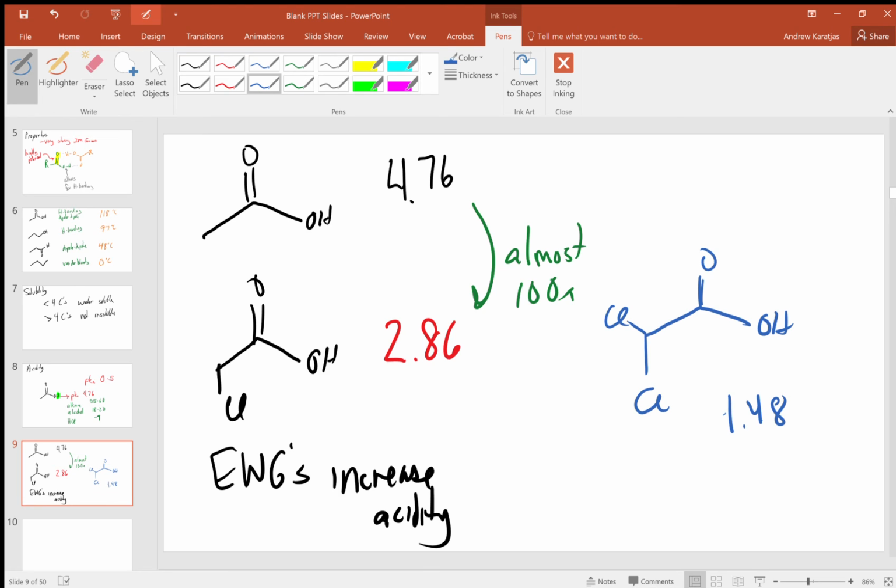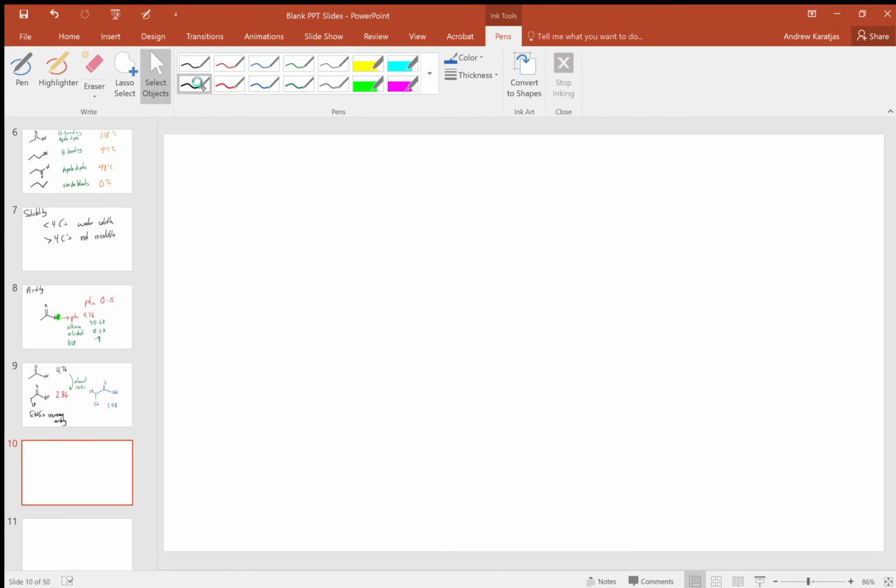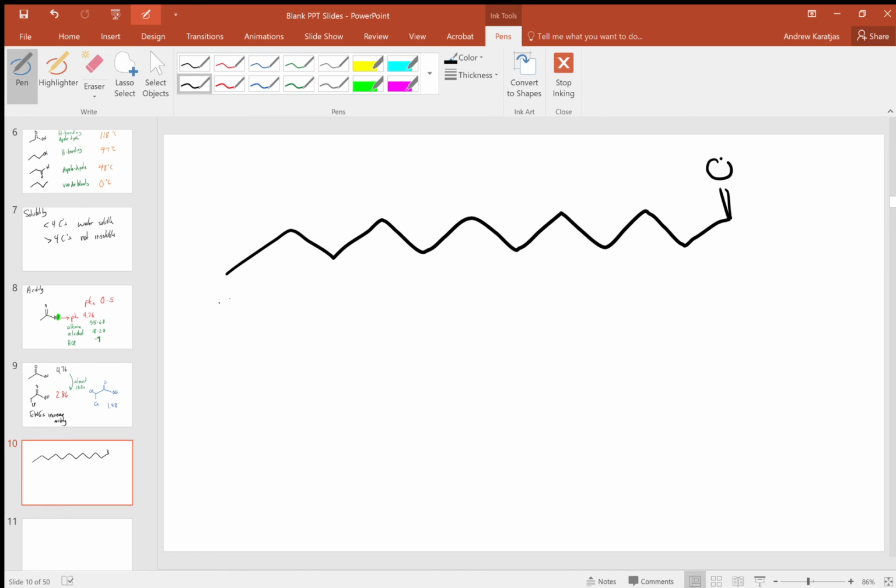Now, one of the important factors here becomes this. So as we start looking at long-chain carboxylic acids, these are what we would call fatty acids. Typically 10, 12, 14, 16, 18 carbons. Always an even number, but these are generally the fatty acids.